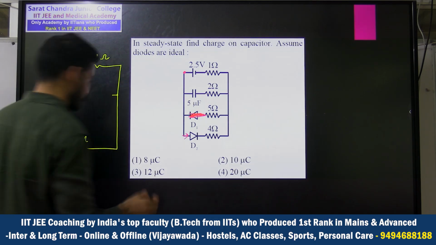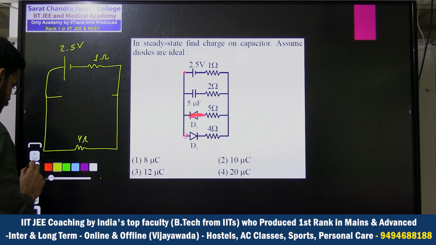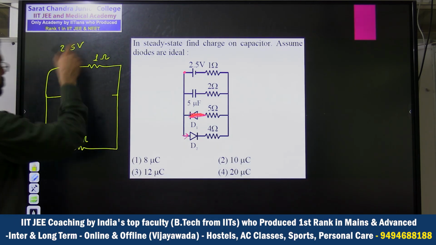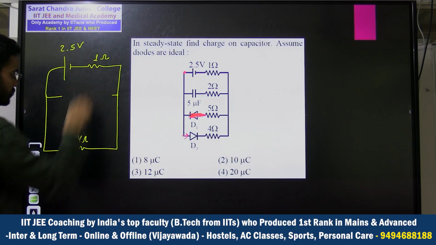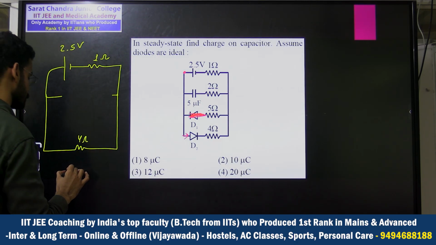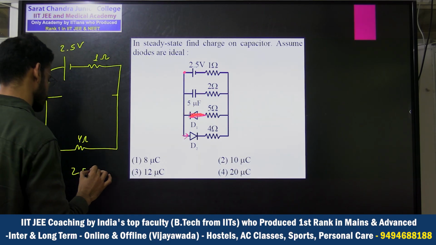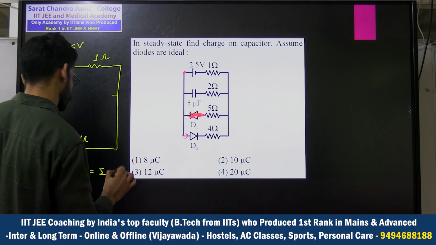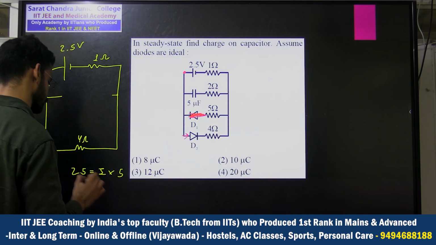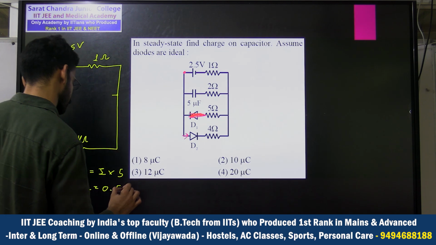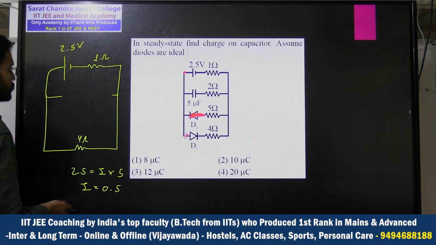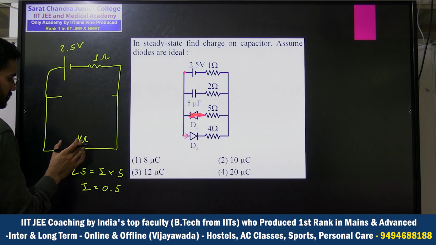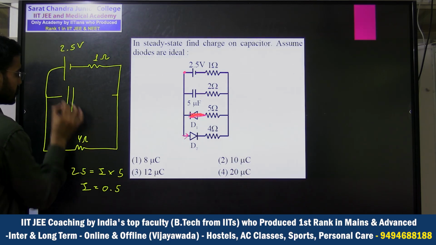So now what will happen? If current is flowing, V equals IR. R is 4 plus 1, these are in series now, so 5. So 2.5 equals I into 5. So I will be 5 by 2, by 5, which is 1 by 2, 0.5. Correct? 2.5 by 5, 5 cancels out, 1 by 2. Okay, 0.5 came. That means now you have to go for the charge on the capacitor.